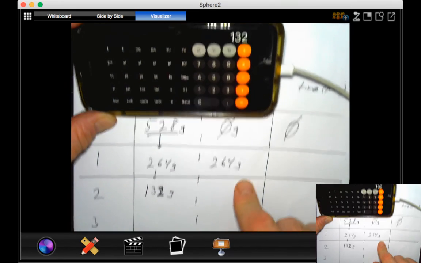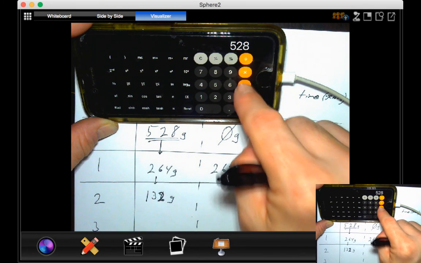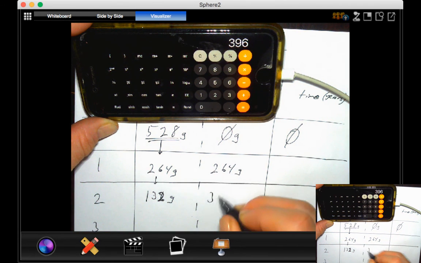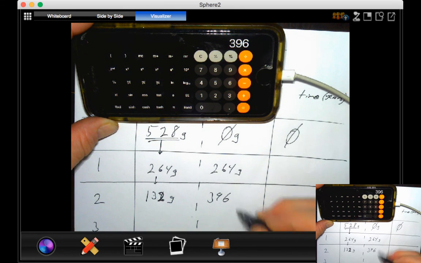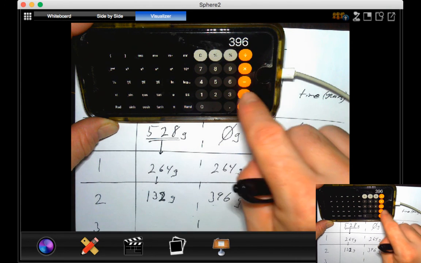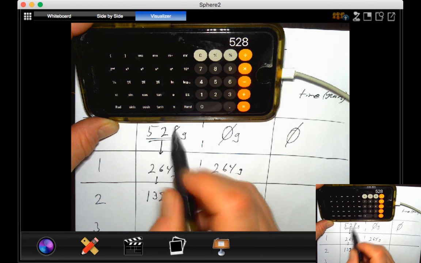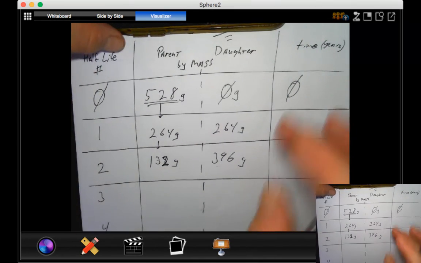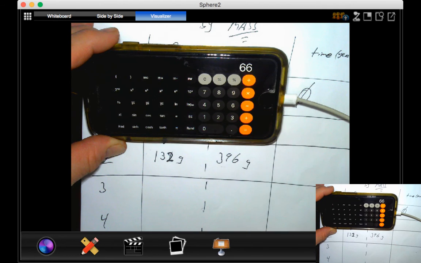And I don't know how much my daughter was. I know I started with 528, so I subtract out 132. Yeah, 396. Okay, so 396 grams of my daughter now, right? If I was to add these two together, I'll get my original 528. That's the magic number, what we started with. All right, moving forward. After 3 half-lives, I'll take my 132 and divide it by 2 again. Now I have 66.